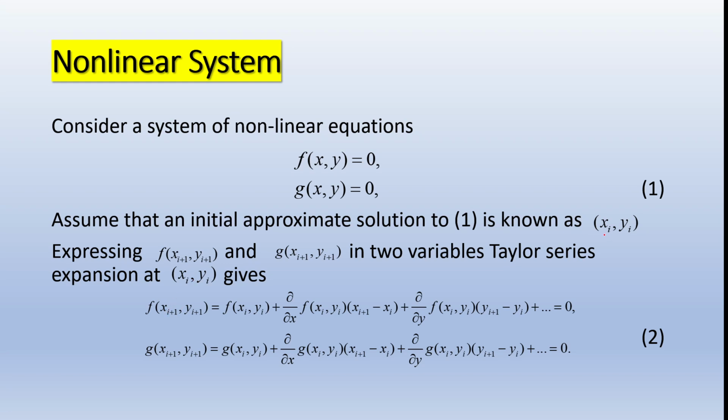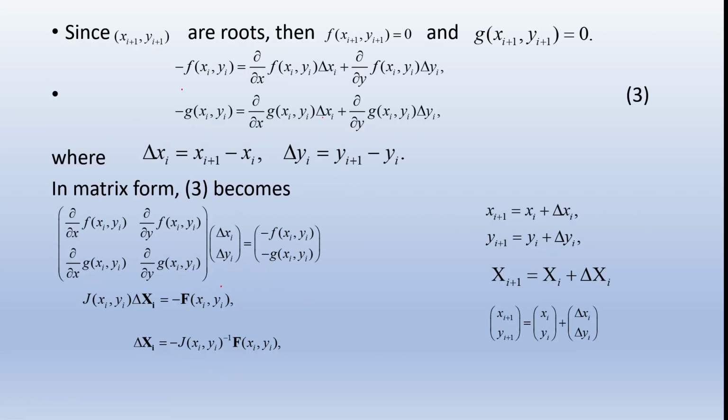Given the initial guess, xi, yi, we will get a better root, xi+1, yi+1. Hence f(xi+1, yi+1) equals 0 and g(xi+1, yi+1) also equals 0. Then you bring the terms f(xi, yi) and g(xi, yi) to the left hand side. So we obtain equation 3, which is here: negative f(xi, yi), negative g(xi, yi).